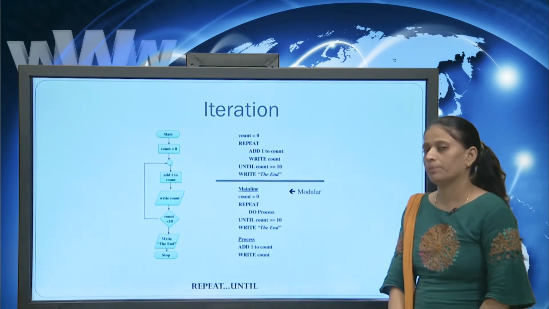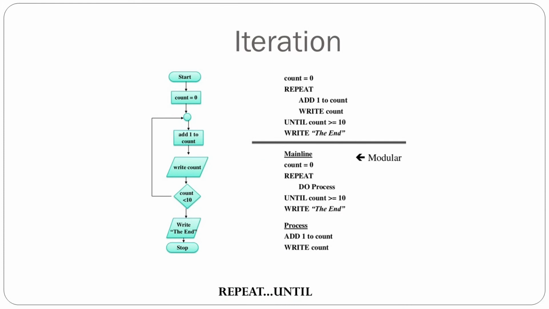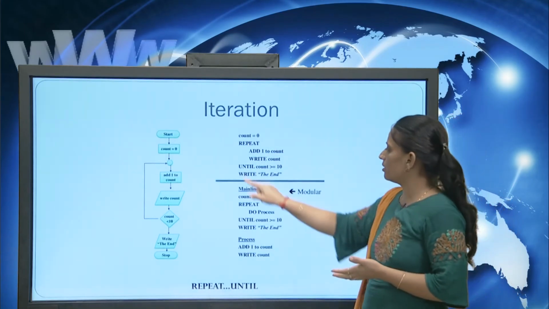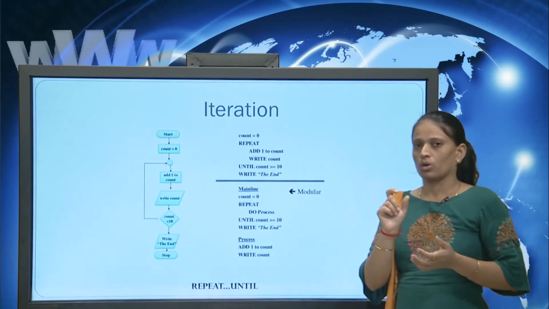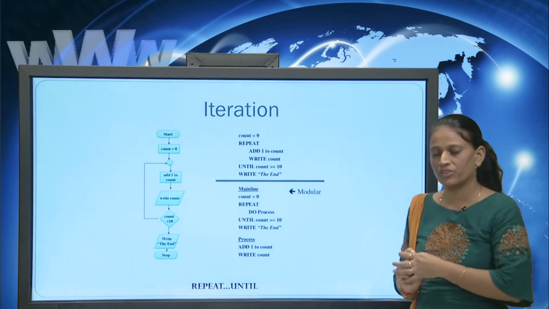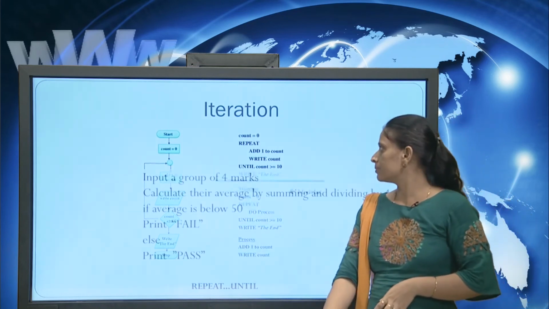Then we have repeat and until, which is defined in pseudocode like this: REPEAT, add 1 to count, write count, UNTIL count is equal to 10. Same logic, but in place of while and end while we are using repeat and until. So in this way we can define the pseudocode for iteration.